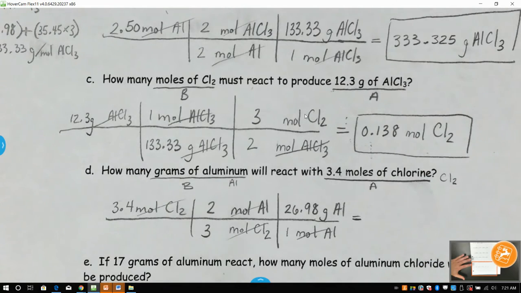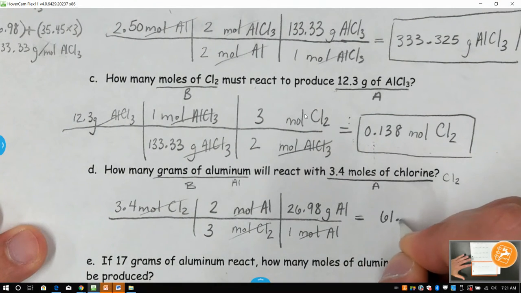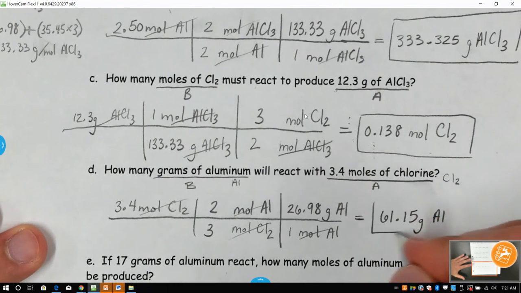Same thing as before: multiply what's on top, divide by what's on bottom, and we will come up with an answer of approximately 61.15 grams of aluminum.